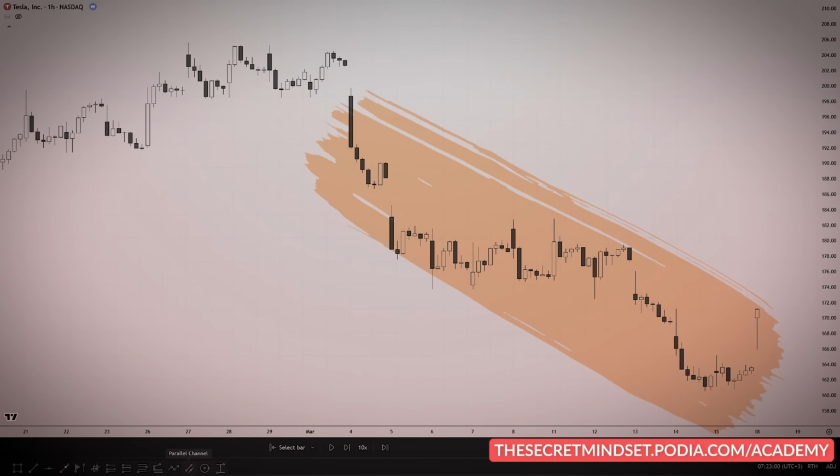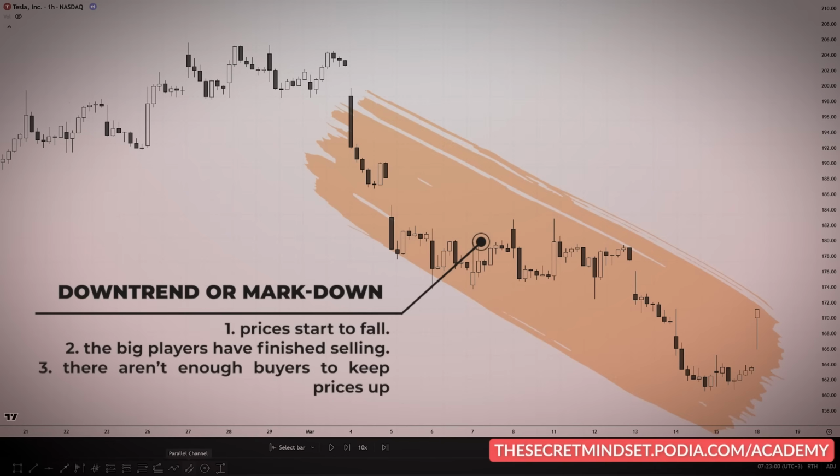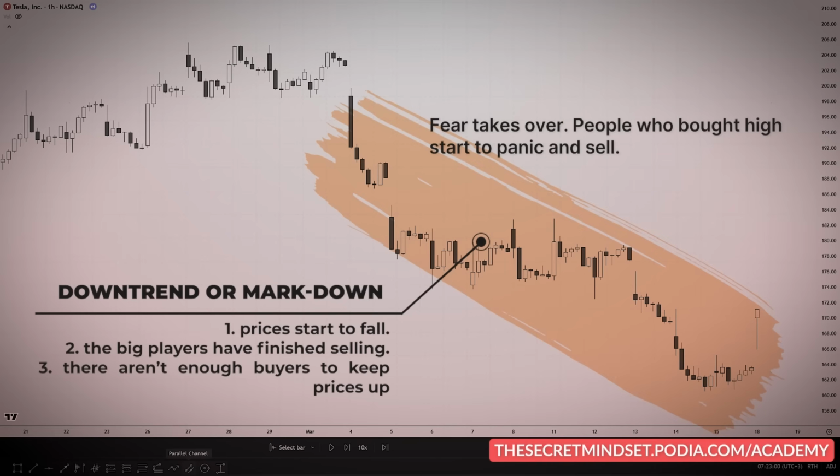The last phase is the downtrend or markdown. This is when prices start to fall. The big players have finished selling. Now there aren't enough buyers to keep prices up. In the downtrend, fear takes over. People who bought high start to panic and sell. This pushes prices down even faster. Like the uptrend, the downtrend often moves in waves.